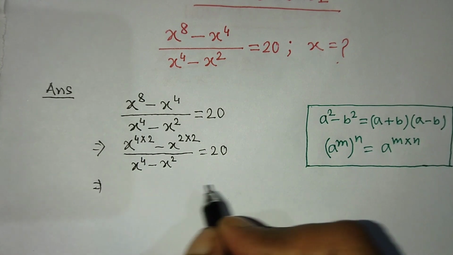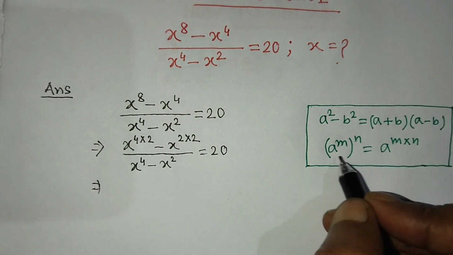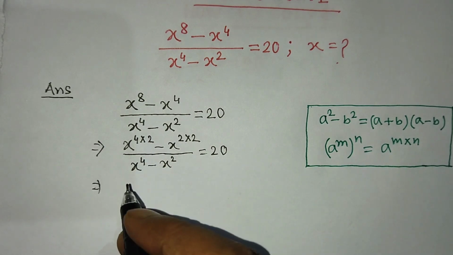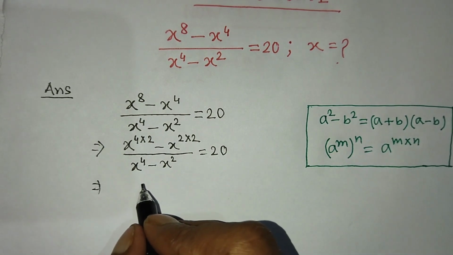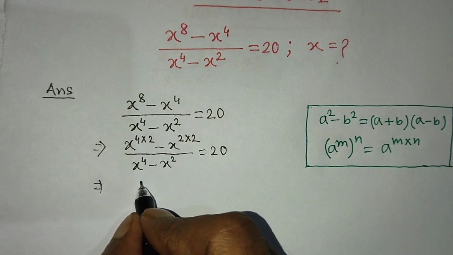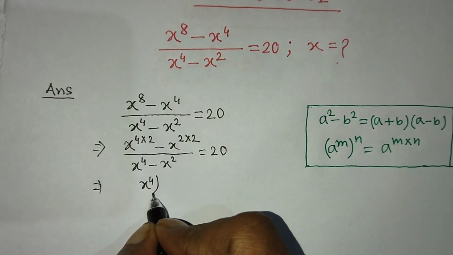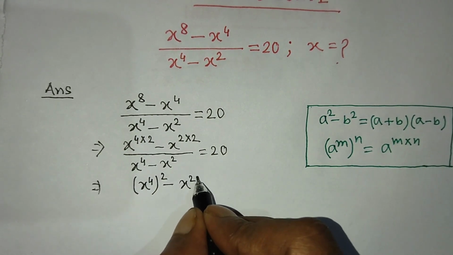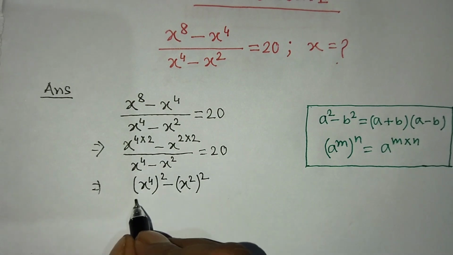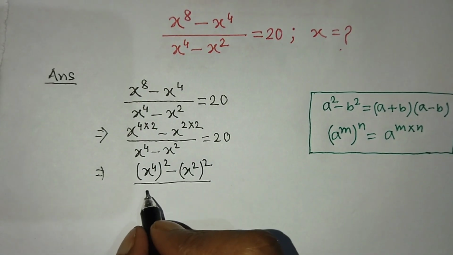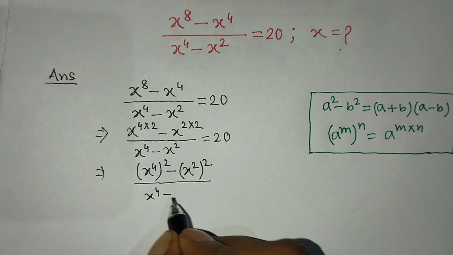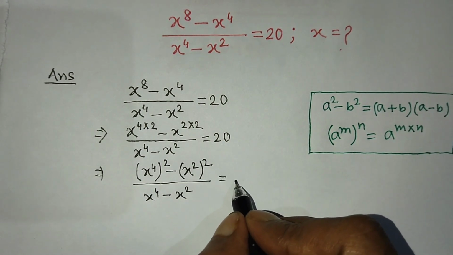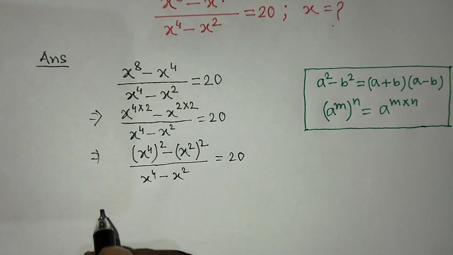So student, after that we have to apply this formula in the place of numerator. If you apply this formula, in the place of numerator we have to write x to the power 4 whole to the power 2 minus x square whole to the power 2 over, again we have to write x to the power 4 minus x square in the place of denominator. On the right hand side again we have to write 20, okay student.